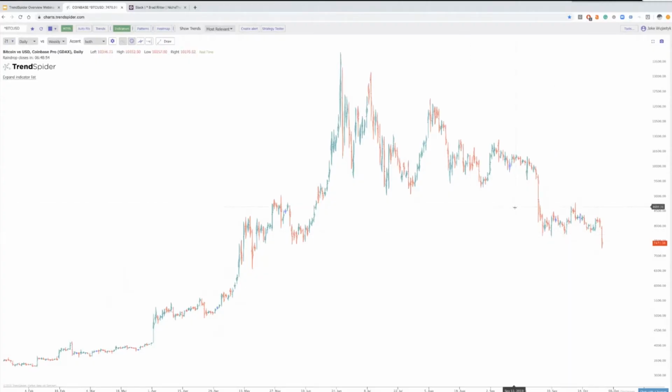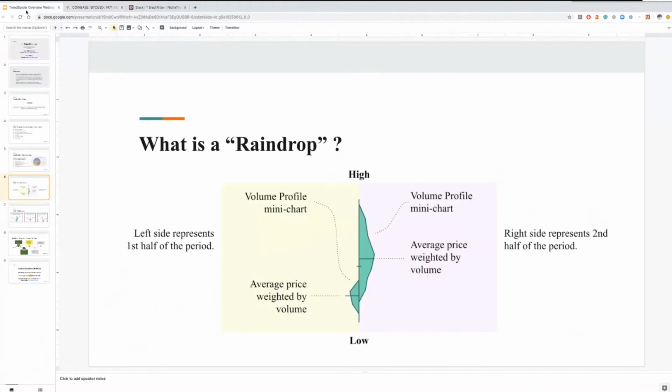we're going to be going over an example of the raindrop, what it is, and how to back test it in our back tester. So first off, we'll go over, what is a raindrop? A raindrop is a volume weighted candle.